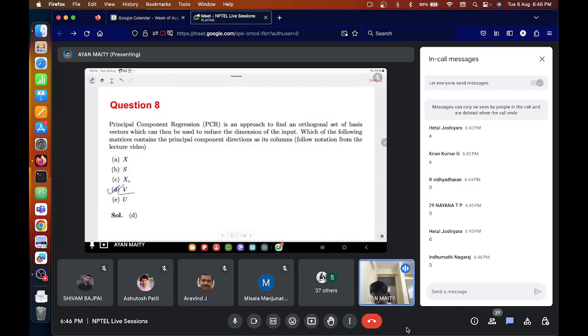As already shown in the video lecture, in principal component analysis or principal component regression, we try to decompose X as U D V transpose. This is the singular value decomposition of X. And this V is the matrix which will contain the principal component directions as its columns. So option D, V is the correct answer. All of you have said the correct answer in the chat.